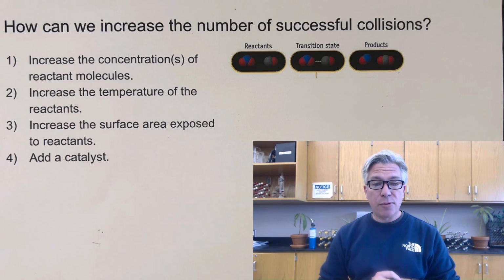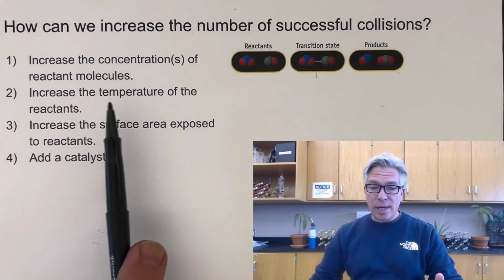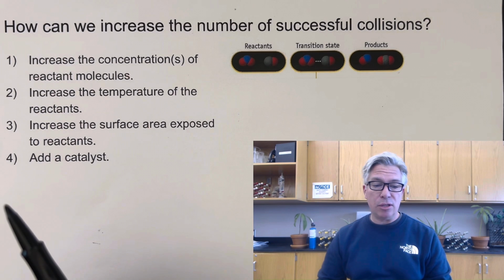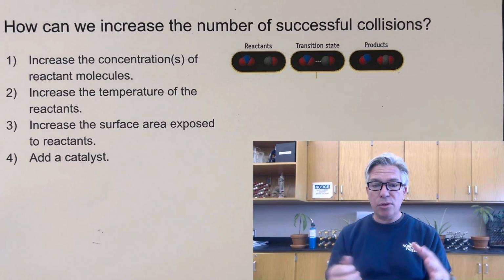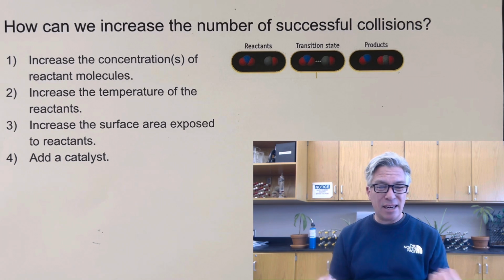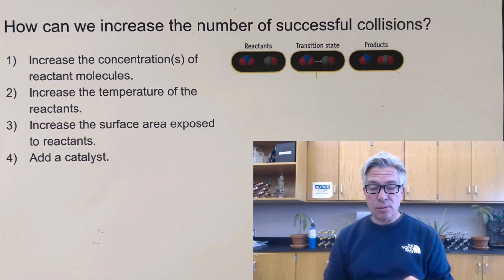Okay, there's 4 ways, and you might want to write these down. Number 1, you can increase the concentration of reactant molecules. Just cram them in there. Get a higher molarity solution. You can shrink the balloon, shrink your container, ultimately raise the pressure. Get them colliding with each other more and more often, and that generally increases the rate of reaction.